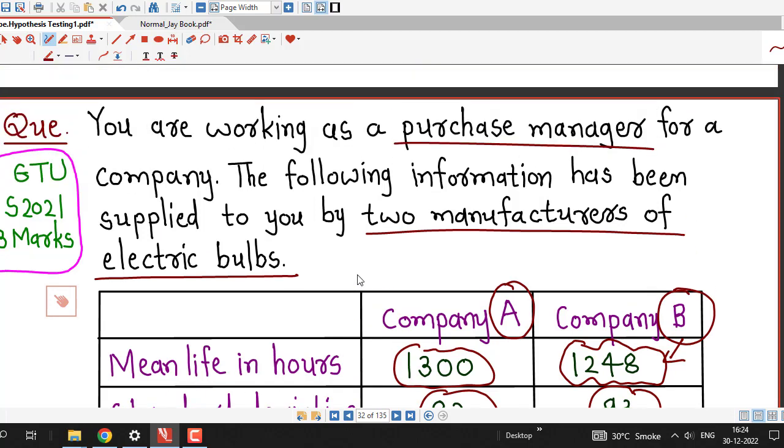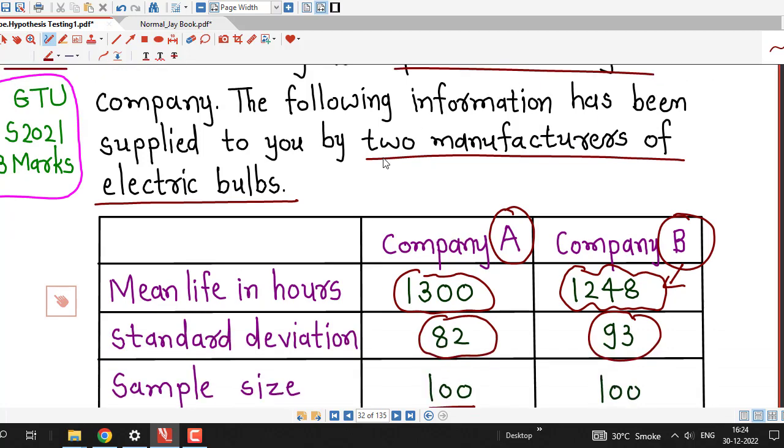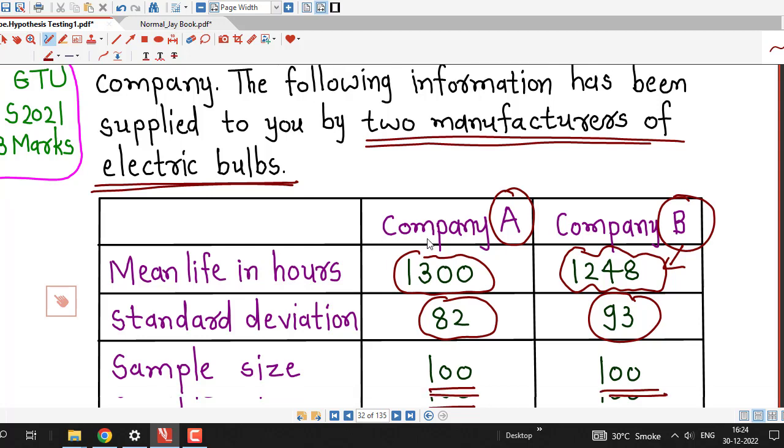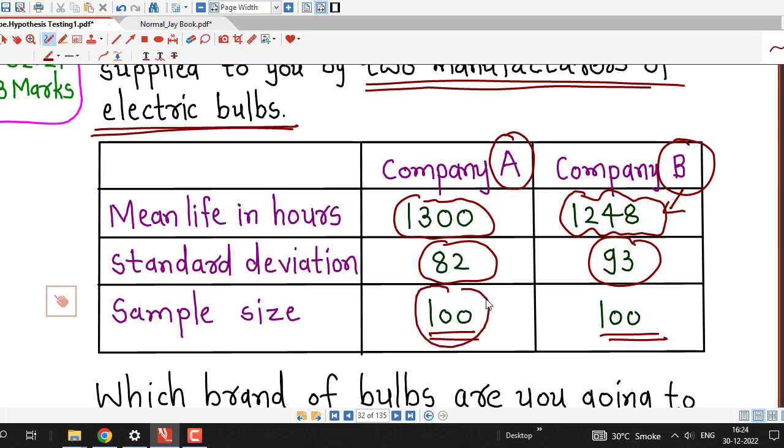We can assume that both the samples are independent. The two manufacturers have no relationship. They are providing their data independently. So we can assume that both the samples are random and independent. And the sample sizes are 100, so we can apply the two sample Z test. Both are greater than 30.